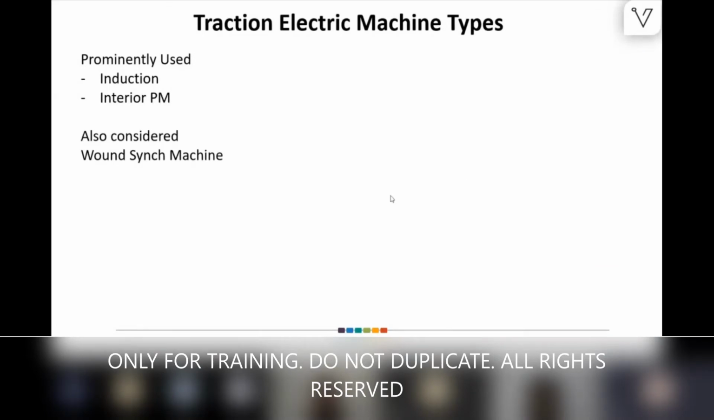So what are the prominent machines? Induction machines and interior permanent magnet machines. There are other categories like wound synchronous machines and axial flux machines, but they still have to prove a lot. The matured, well adopted, commercially available ones are these two machines. There are others like SRM, but those are either less adopted, in early stages, or not very mature technologies, so we have to test and try. There is also an opportunity to have more types of machines here.